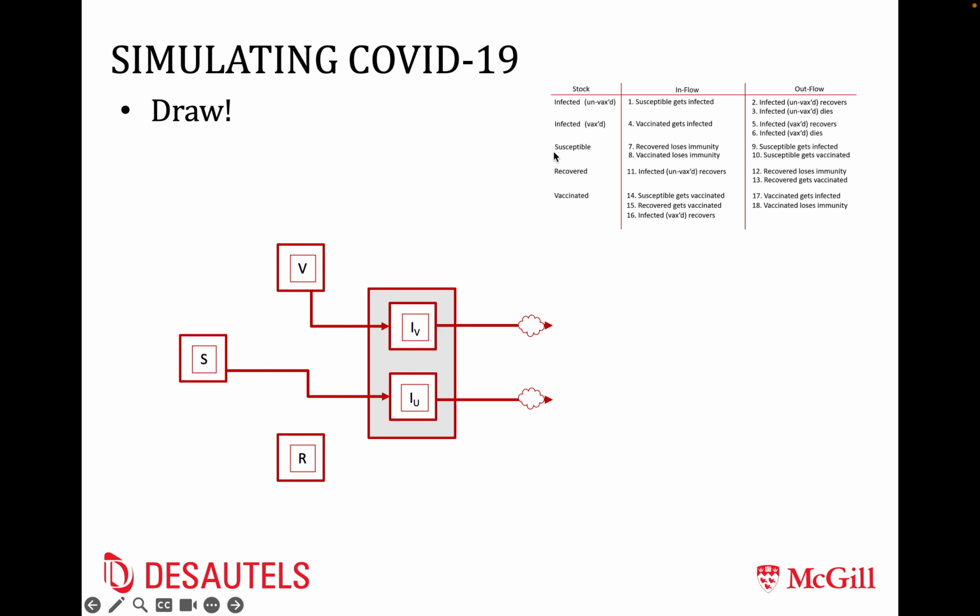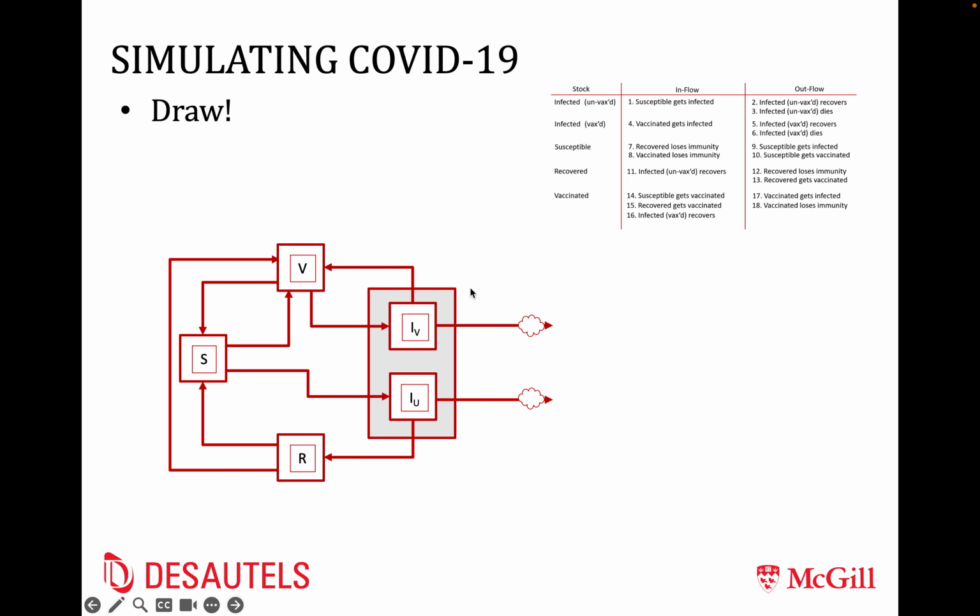Then we have an inflow into susceptible. There's 2 of them. One is coming from recovered and the other is coming from vaccinated, right? So there's 2 inflows into susceptible from recovered and vaccinated. And then we have recovered. We have an inflow coming in from infected unvaccinated. There we go. And then we have our vaccinated category with 3 inflows, 1 from susceptible, 1 from recovered, and 1 from infected, right? So susceptible, recovered, and infected. So this is our model.